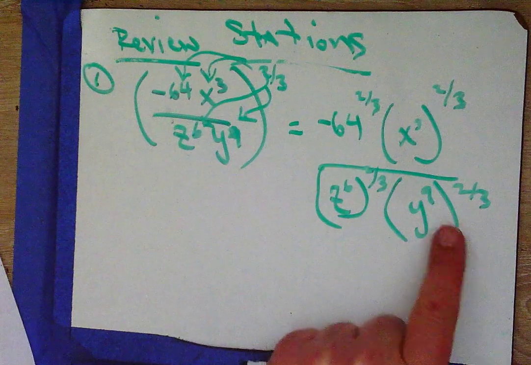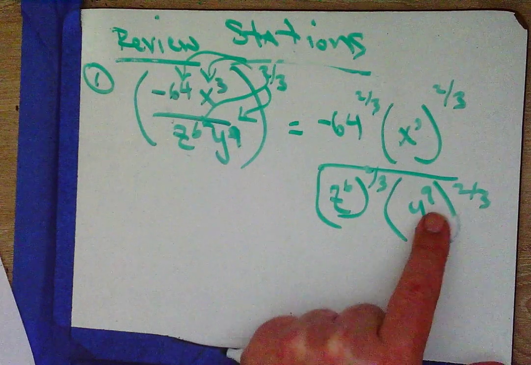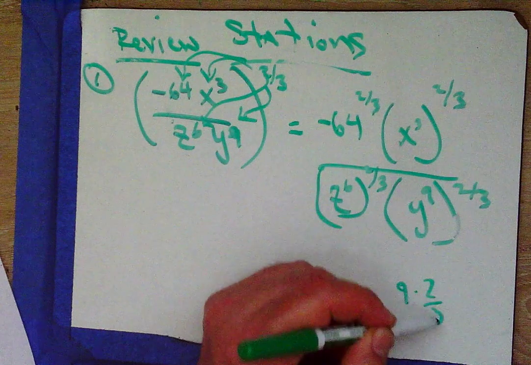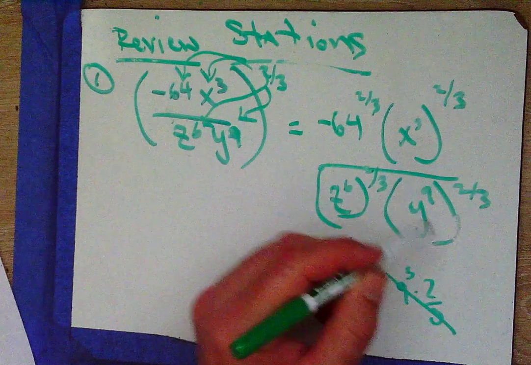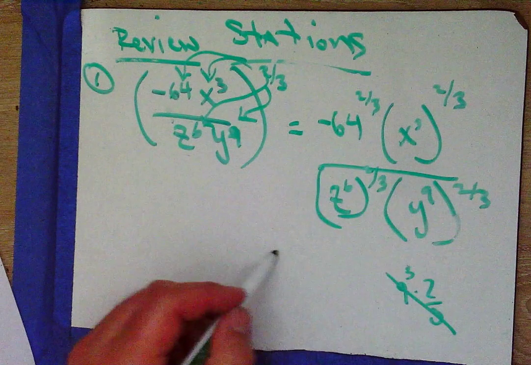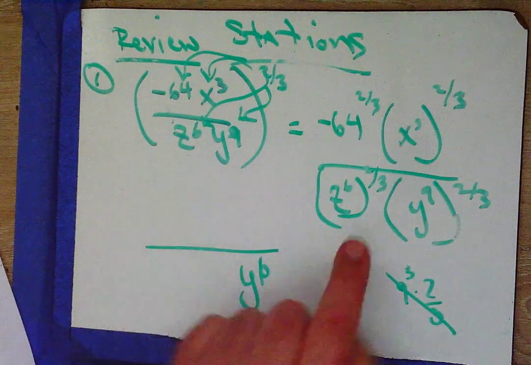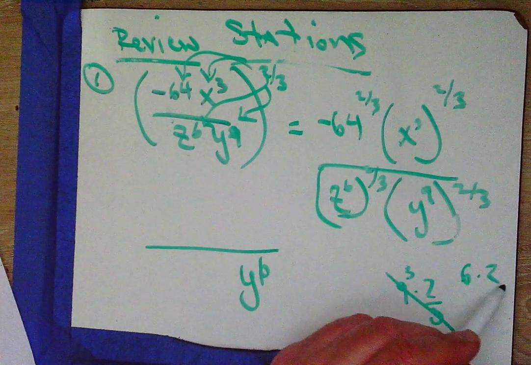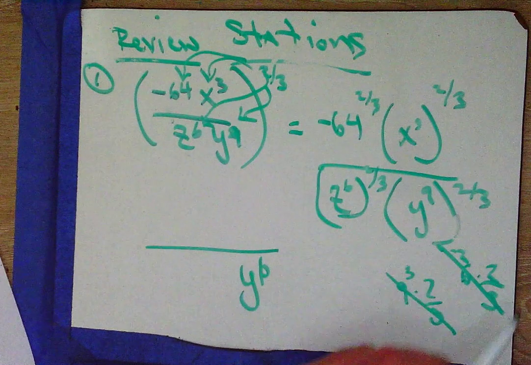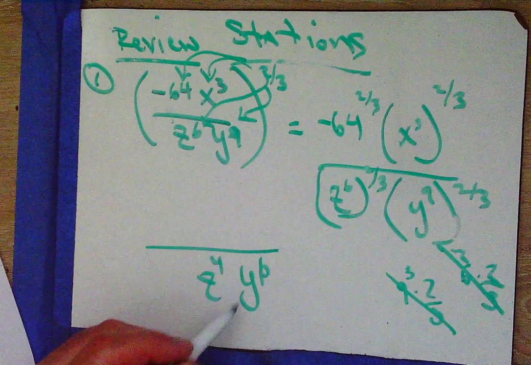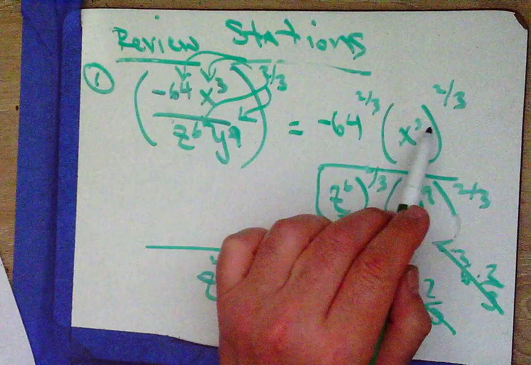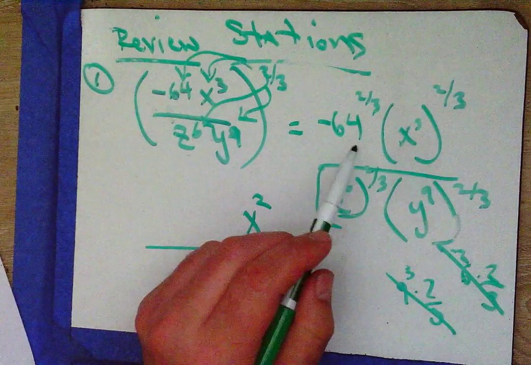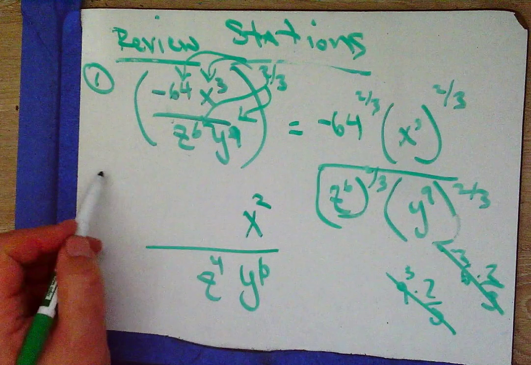And what's our rule when we raise a power to a power? When we raise a power to a power, we're supposed to multiply those. So 9 times 2/3 is going to be 6. So now on the bottom, I'm going to have y to the sixth. When I raise a power to a power, I know I'm supposed to multiply them. So 6 times 2/3, these will cancel, leaving me at 2. And I get z to the fourth. Now what about here? X to the third to the 2/3, that's going to be x squared when you cancel out those 3's. And now here with the negative 64.